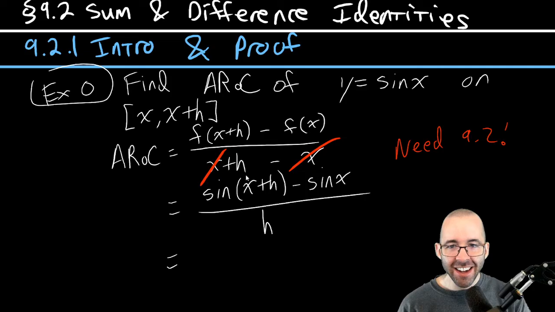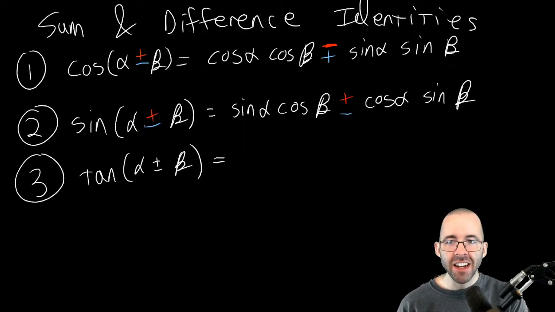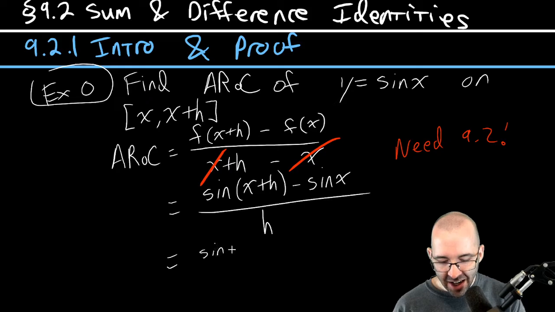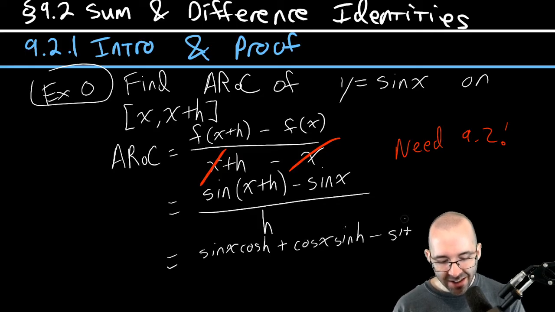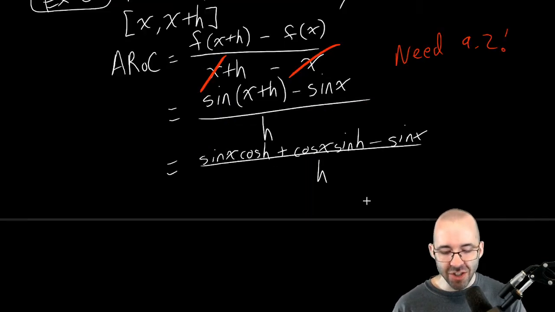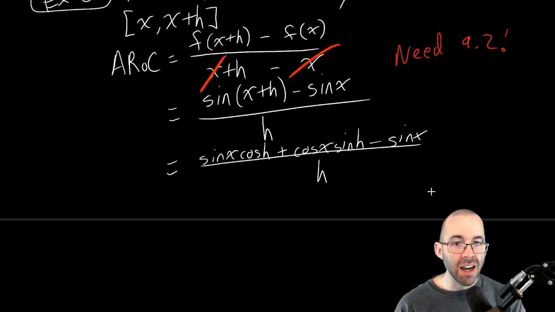Remember this guy? We can now do it. Sine of something plus something else is sine cosine plus cosine sine. So this is sine of x, cosine of h, plus cosine of x, sine of h. We can now actually continue simplifying for this average rate of change. And it doesn't look great, but we're very close to something.